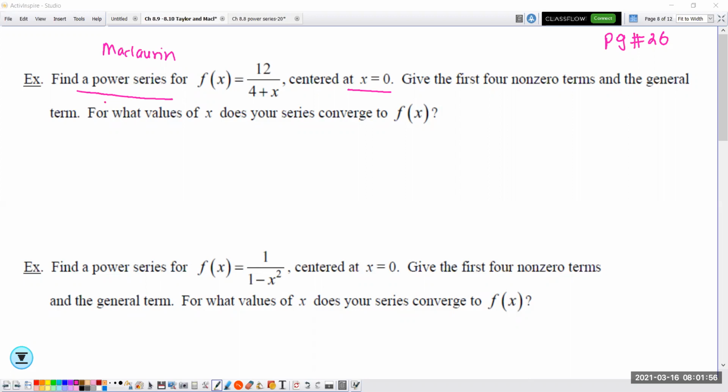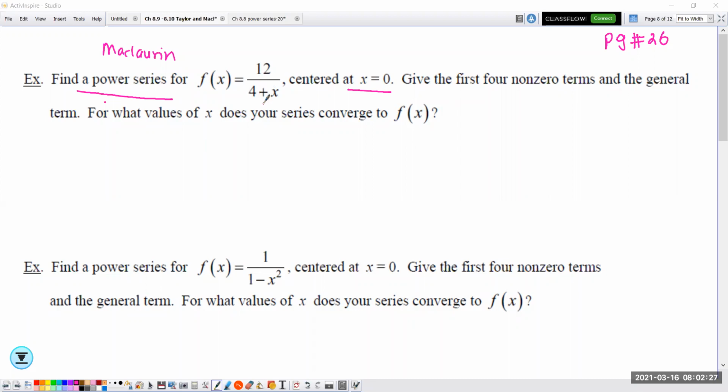Okay, one more time. Find the power series at x equal to 0 means Maclaurin series. Now, if you remember Maclaurin series, you have several derivatives. You have so many derivatives, which you don't want to find. You don't want to do so many derivatives. So take a hint here. Anytime you see a rational function, think about a geometric series.